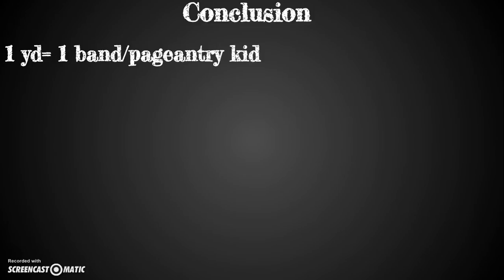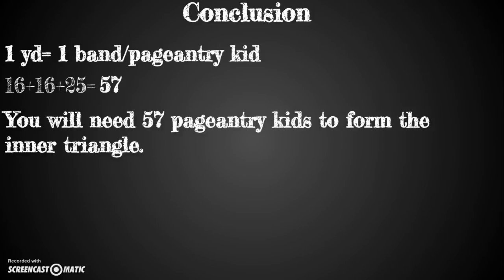Conclusion. We figured out how many yards each side of the inner triangle is. Now we must find out how many pageantry kids we need to make the formation. Remember that there is one band or pageantry kid per yard, so all we have to do is add up the sides of the inner triangle to get the number of pageantry kids needed for the formation. So 16 plus 16 plus 25 equals 57. Thus, you will need 57 pageantry kids to form the inner triangle.